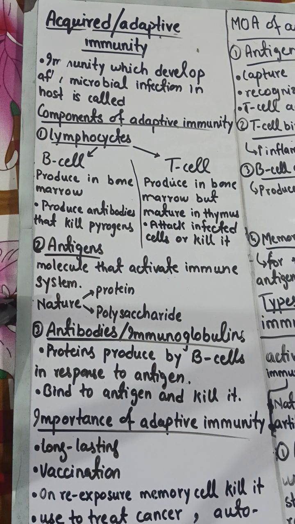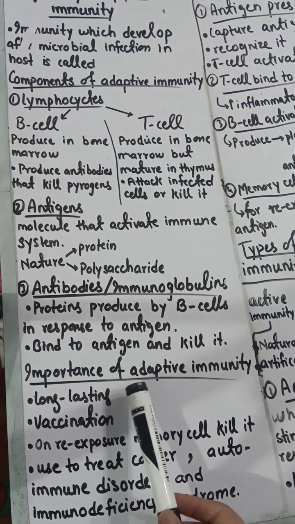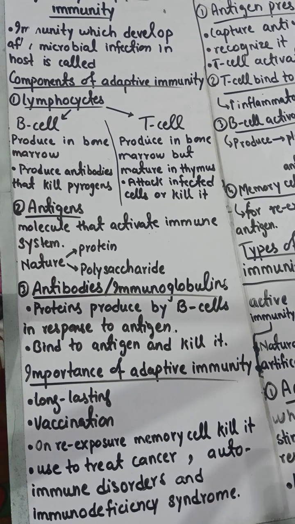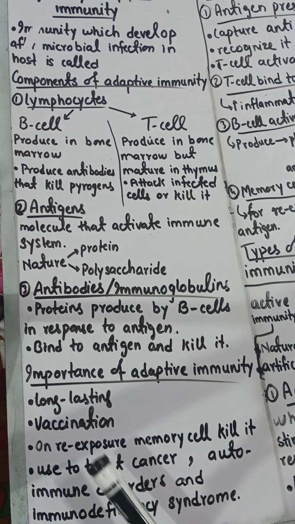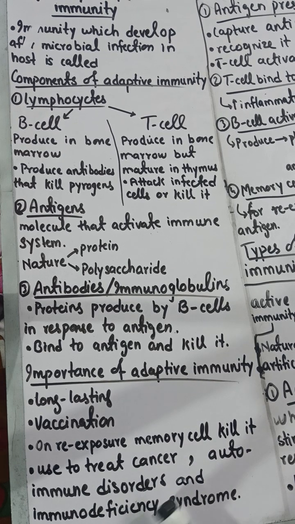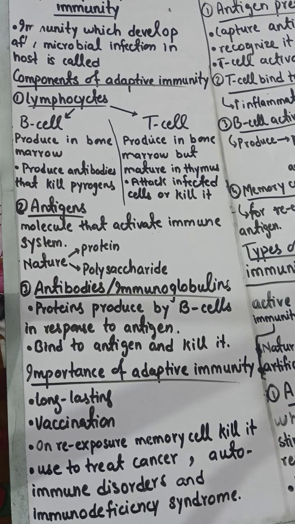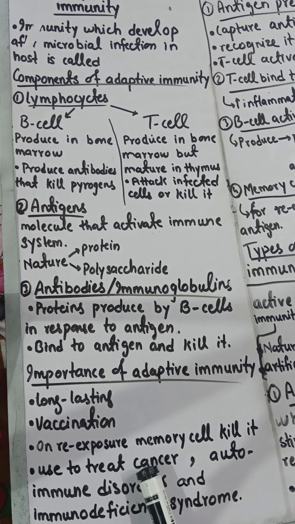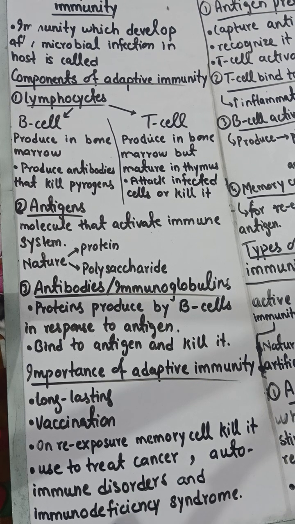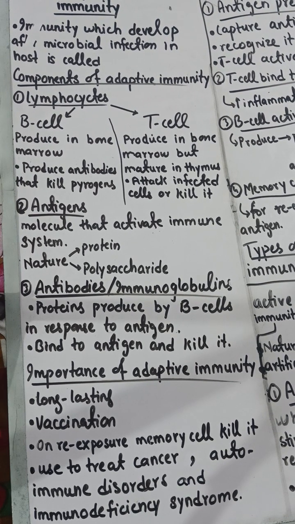So let's discuss the importance of adaptive immunity. Here I have given the importance of adaptive immunity, which is long lasting. It has a very long effect. It's used in vaccination. We use this immunity on re-exposure to the same antigen. The memory cells are already present in your body. They will kill that antigen or microbe. They are used to treat cancer, autoimmune disorders, or immune deficiency syndromes which can occur in your body.